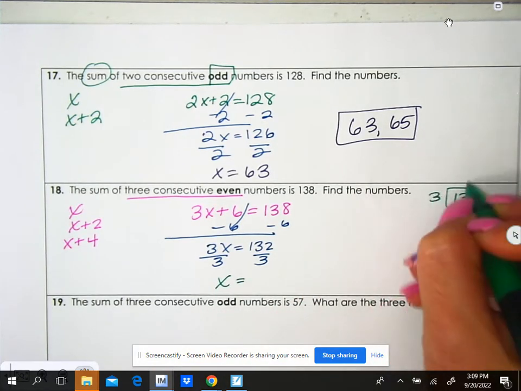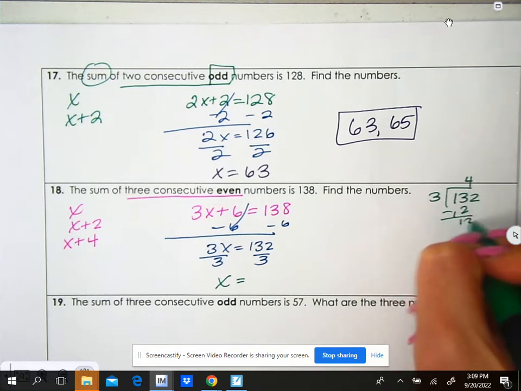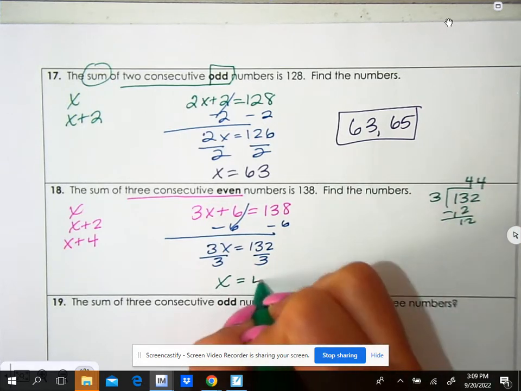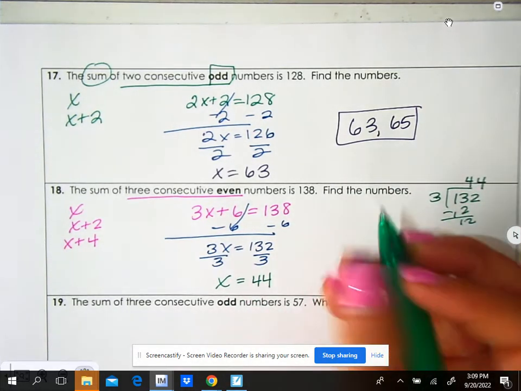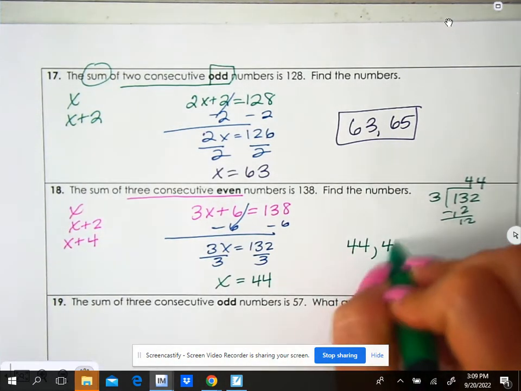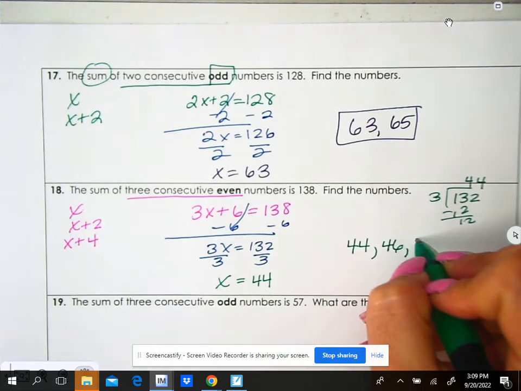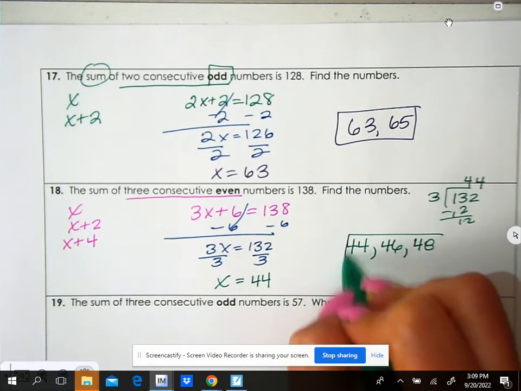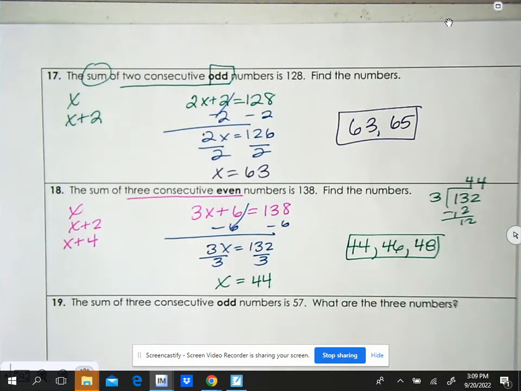Okay, if you can't do 132 divided by 3, then work it out. 3 into 13 goes 4 times. 3 into 12 goes 4 times, so it is 44. So 44 is my first. The next even number after 44 is 46. And the next even number after 46 is 48.